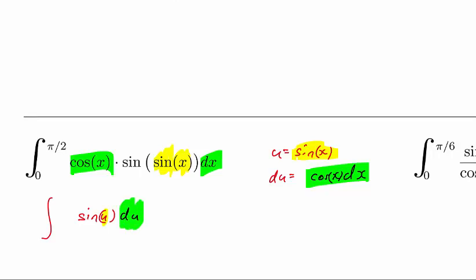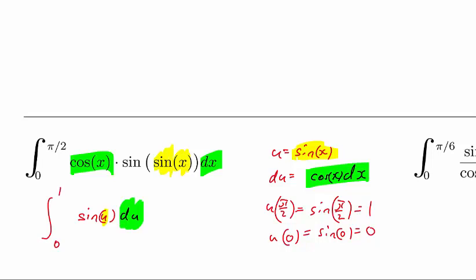Alright, so first we've got to figure out what the bounds are. So u of pi over 2, right, it's going to be sine of pi over 2. And sine of pi over 2, that's when we're pointing straight up on the unit circle. So that's 1. And then u of 0, that's when we've got a horizontal right on the x-axis of the unit circle. So that's going to be 0. So we're going from 0 to 1.